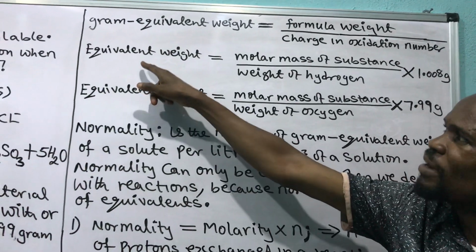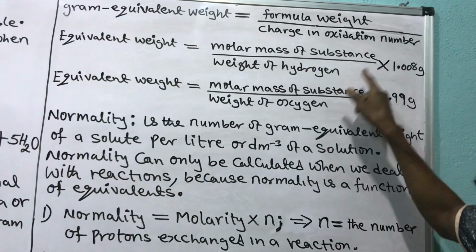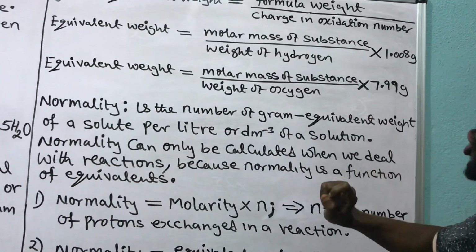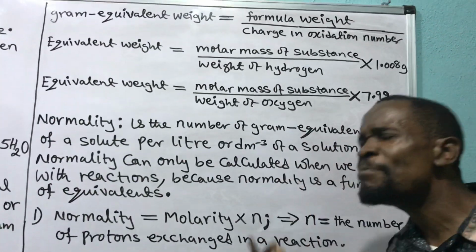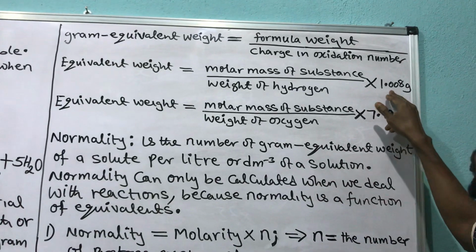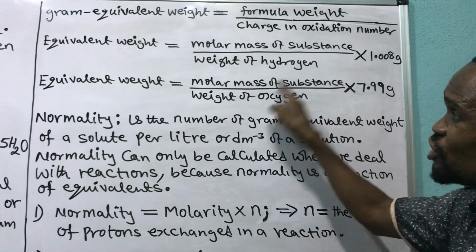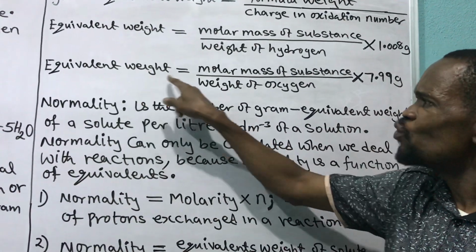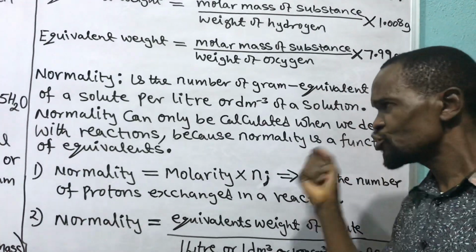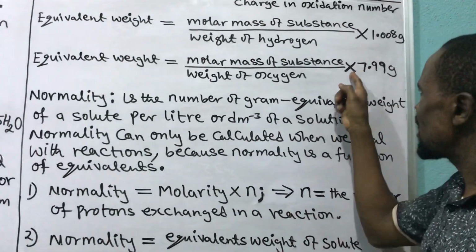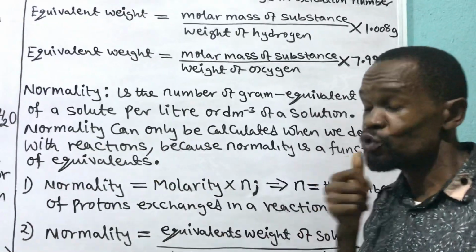Then we'll talk about formulas. We said equivalent weight equals molar mass of the substance over weight of hydrogen. We are going to see this when we begin to do calculations so that you will remember them. Times 1.00 gram of hydrogen. We are talking about hydrogen here. When we talk about equivalent weight, we also say mass of the substance over weight of oxygen, times 7.99 gram, which is the weight of oxygen, as we have said.